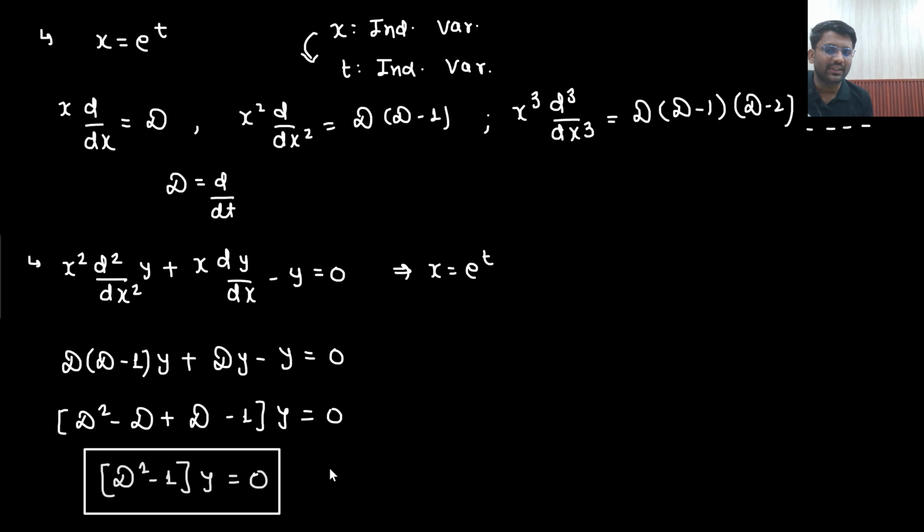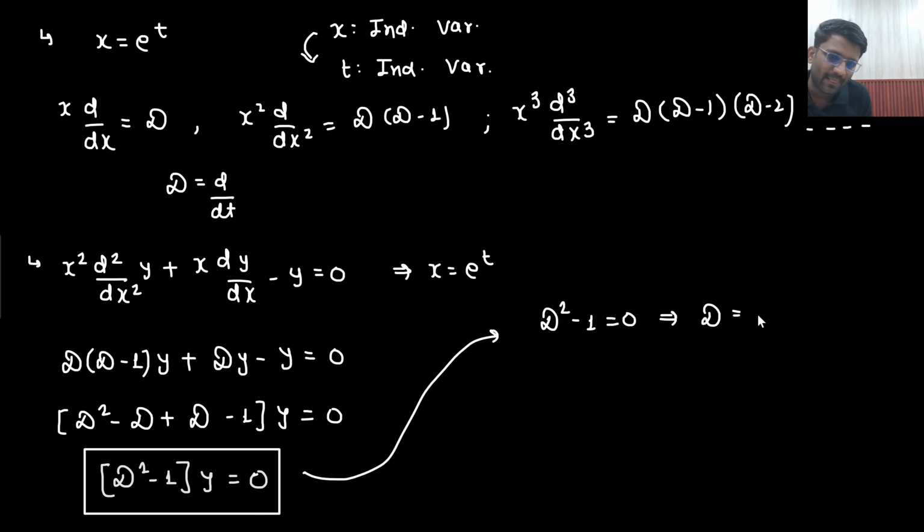That means it is homogeneous case. Homogeneous case means, sir, I will take the characteristic equation, put that equals to 0. What is the value of d I am getting? Value of d I am getting is plus minus 1. So what is the value of y you will be getting? Sir, value of y will be what?